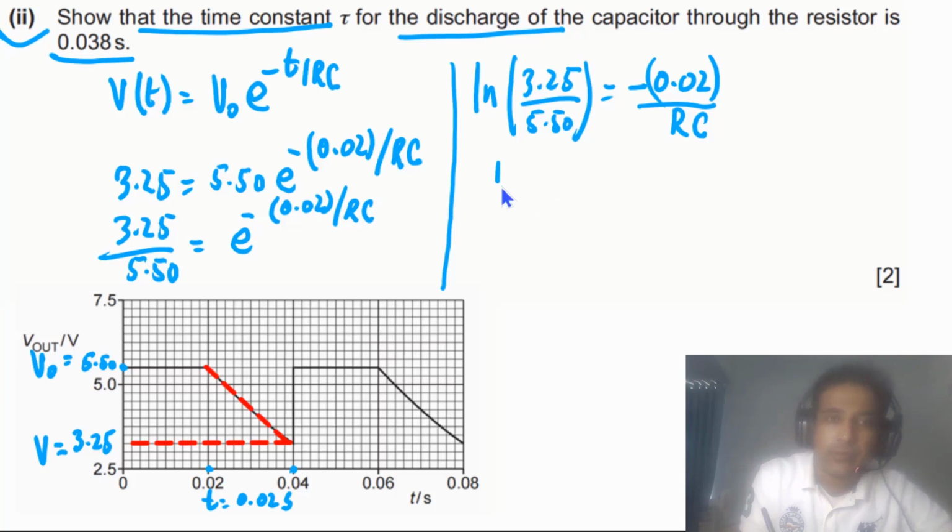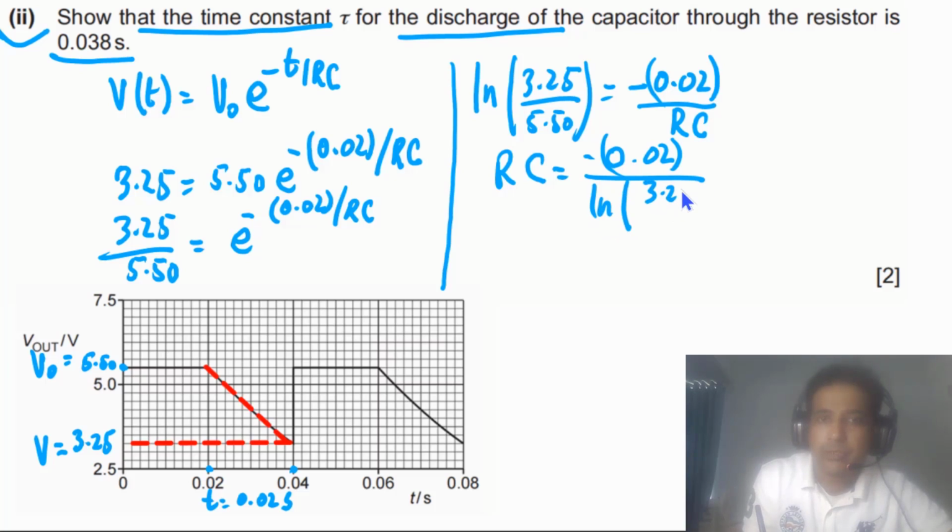In this case we can write down RC. This will be equal to negative 0.02 divided by ln of 3.25 divided by 5.50. Now simply you need to use a calculator, and if you solve this, your answer should be equal to 0.038 second.